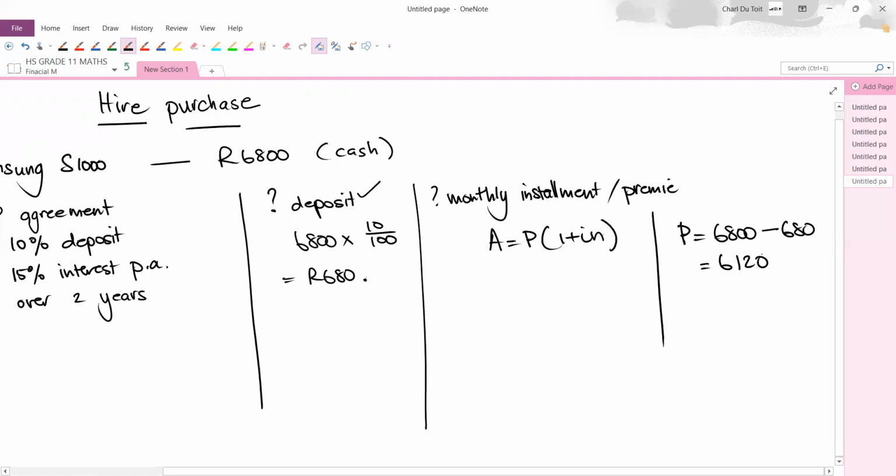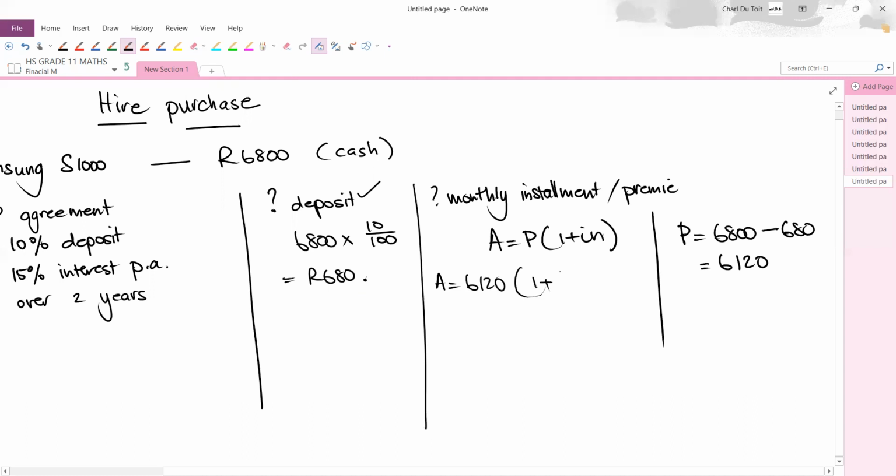That's your debt. In other words, after you've paid the deposit, you walk out of the shop and you think, I don't want this hire purchase agreement. I'm just going to borrow the money from my aunt or something. Then you must walk back into the shop and pay another 6,120 Rand. You agree? Yes, sir. Because that means you've paid 6,800 on that day. Okay, but anyway, you didn't do that.